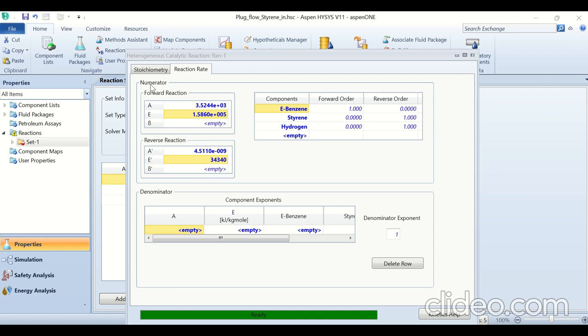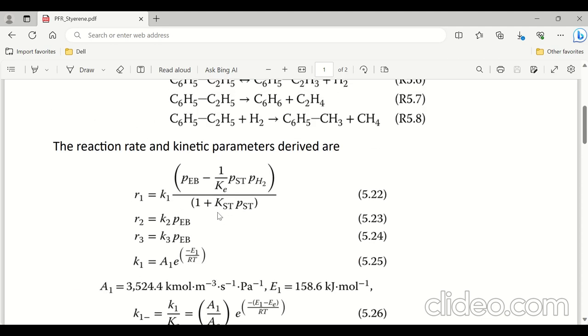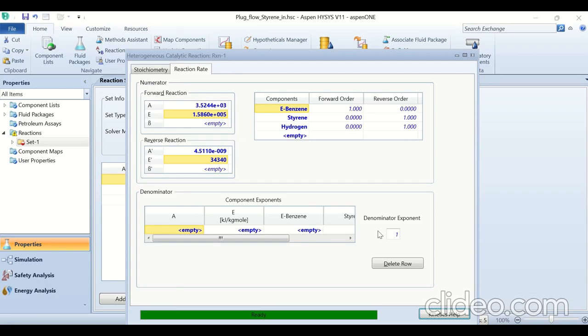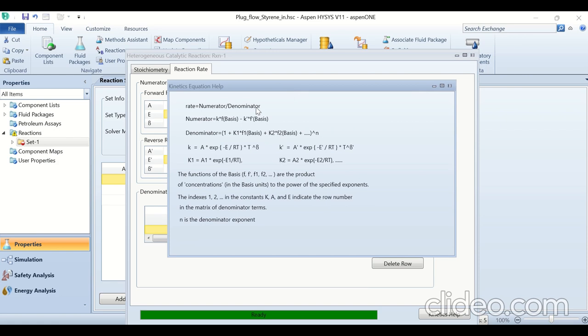Now this is the numerator of our equation. Now we have to enter the denominator as well. If you click on kinetic help, it shows you how the rate is defined. So rate is numerator by denominator. The numerator is the forward reaction and the reverse reaction, and we already defined these two parameters. The denominator is given as 1 plus K1 F1 basis plus K2 F2 basis, and so on.